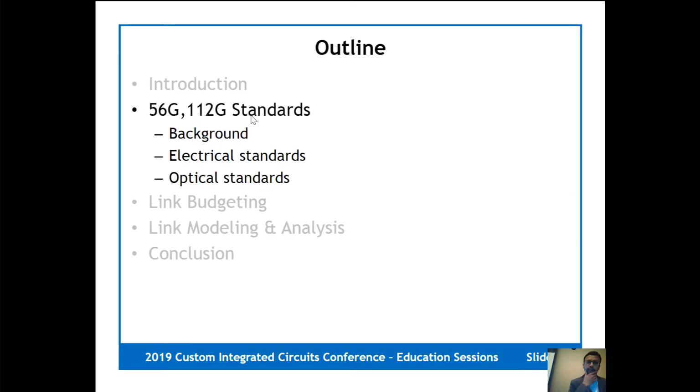Okay, so next we look at the standards themselves. I'll start with some background which gives an overview of all the existing standards out there and the ones that are currently under development. Then we look at the electrical standards in more detail. I'll pick the CEI 56 gig LR standard in order to highlight some of the specs that are relevant to circuit design and that have some impact on the circuits themselves. And then we look at a similar example on the optical side, the 400 gig DR4 standard. Both these standards have been finalized within the last year and a half or so.